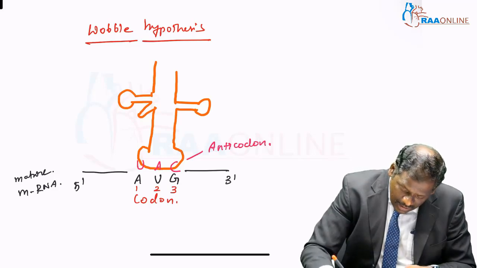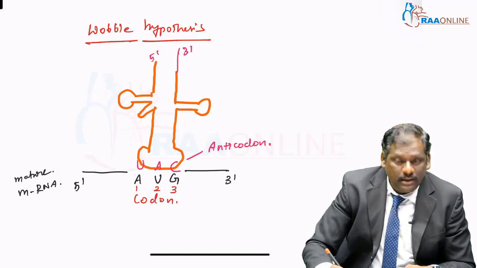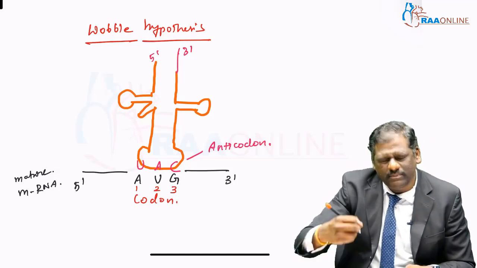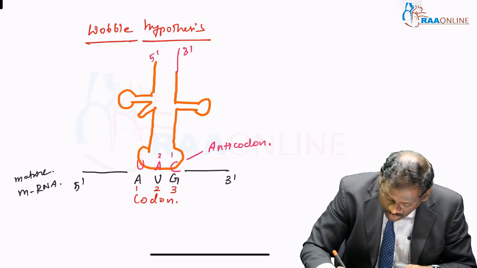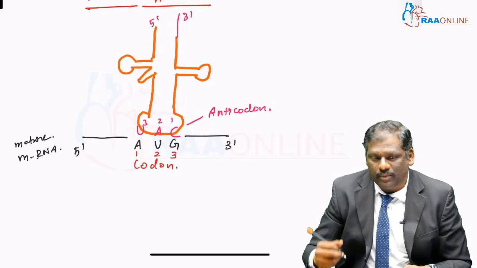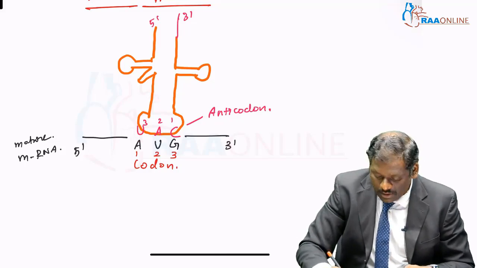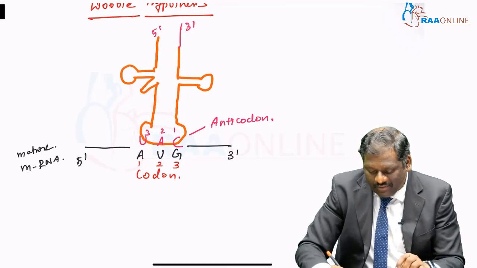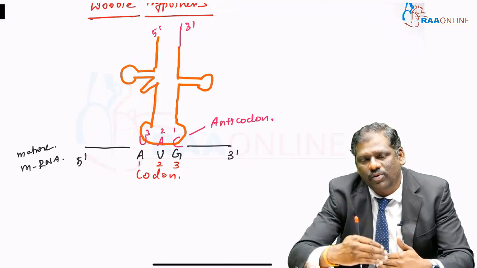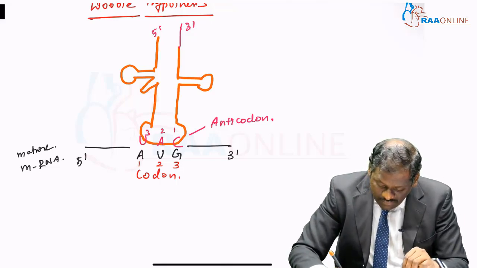Now here, in the case of tRNA you start numbering from the 3' region. So the numbering will be 1, 2 and 3. So what do you mean by wobble hypothesis? In the wobble hypothesis, the third nucleotide of a single codon will have a very loose connection with the first nucleotide of the anticodon of tRNA. The 3 will have a very loose association with 1.